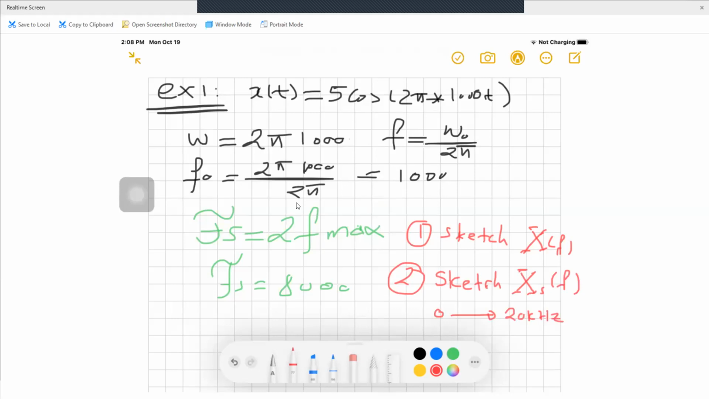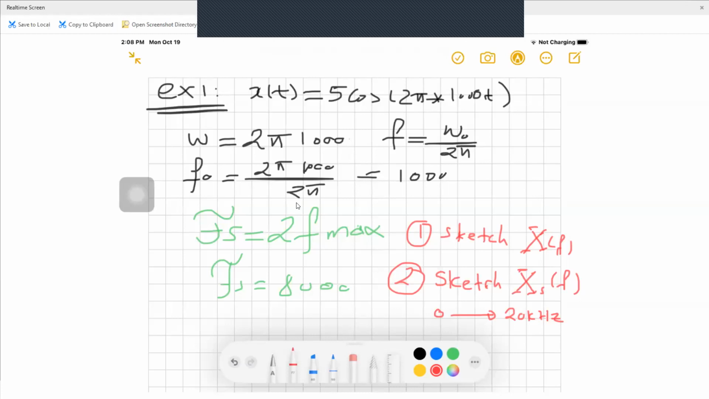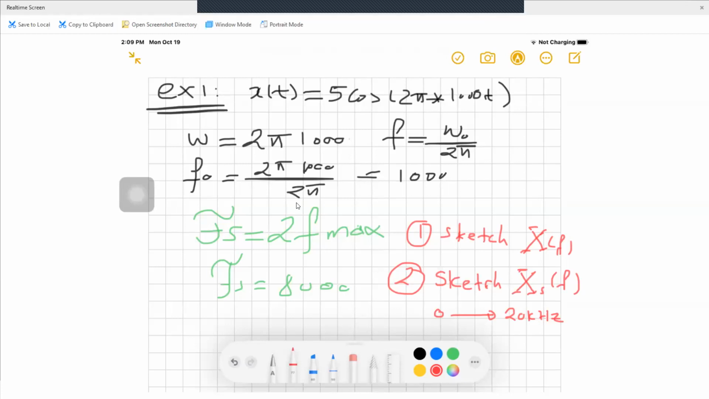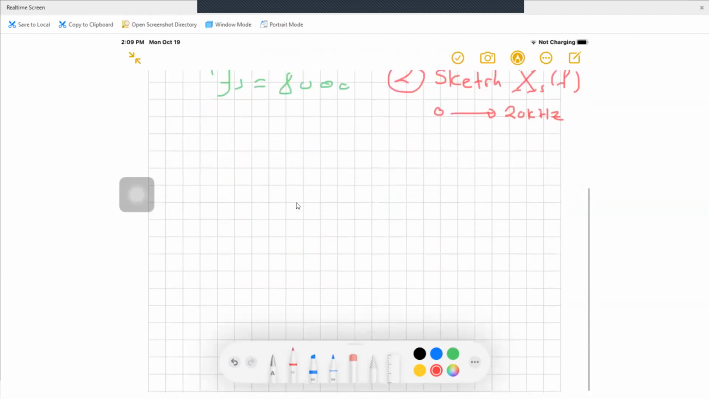So we are given a signal which is 5 cosine 2 pi 1000t. The signal is sampled by a sampling frequency equal to 8 kilohertz. Well, the requirement will be to sketch the original signal, I mean X of f, and then sketch the sampled signal Xs of f. Now, let us go to the detail of this problem.